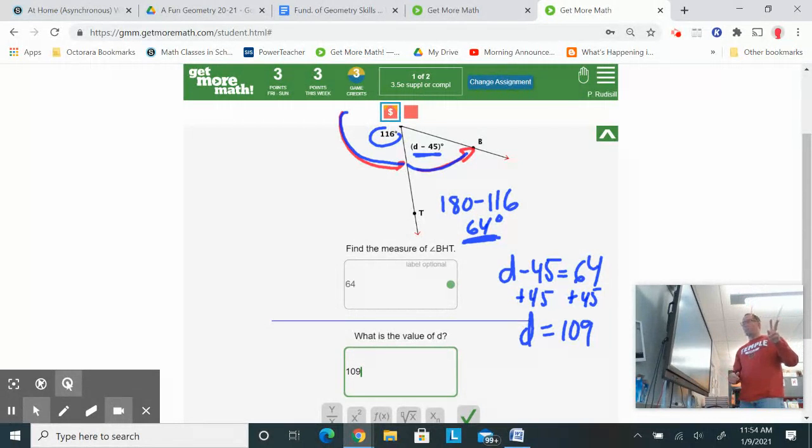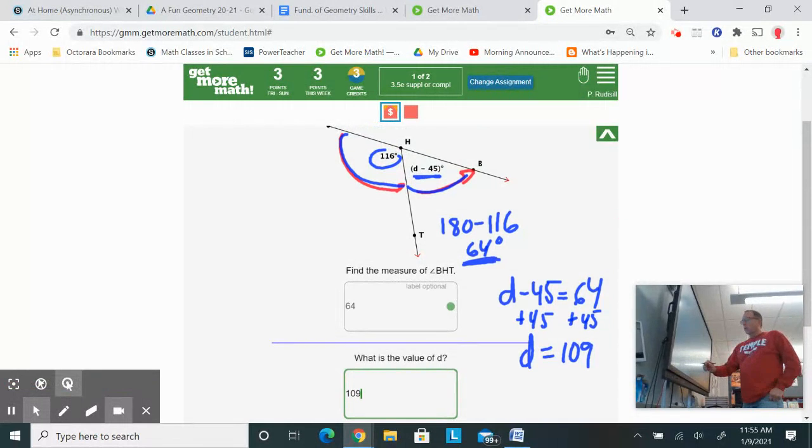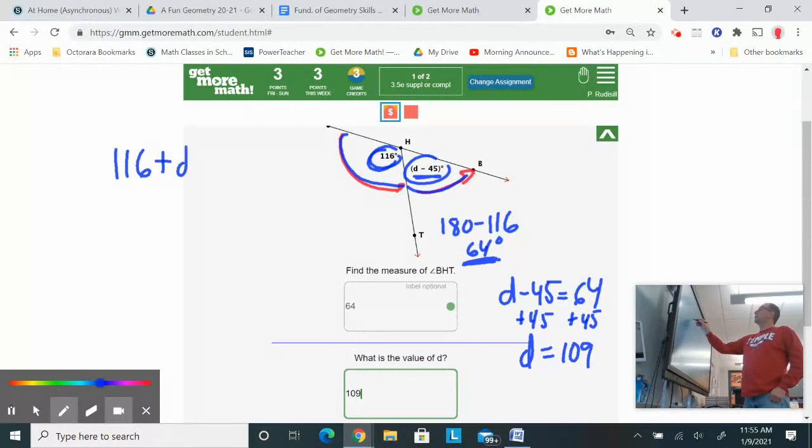Okay, now there is a second way of doing this. So let me show you that real quick. Just a reminder, let me slide it down a little bit. We could have taken the original angles, the 116 and the D minus 45, and added those together. When you add those two big angles together, you get even a bigger angle, which is 180. And you combine like terms, 116 and a negative 45.